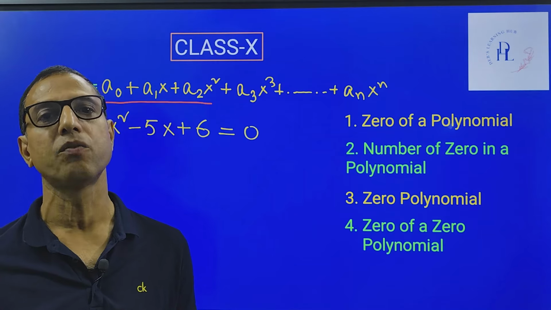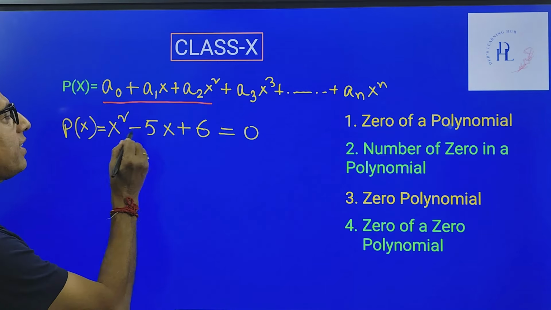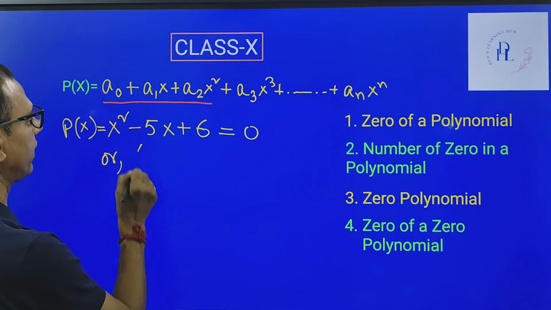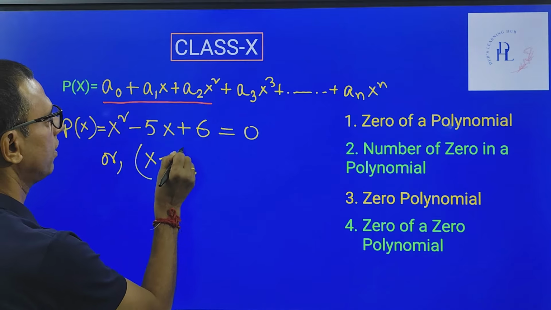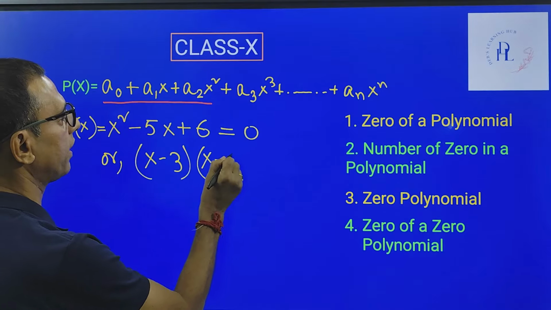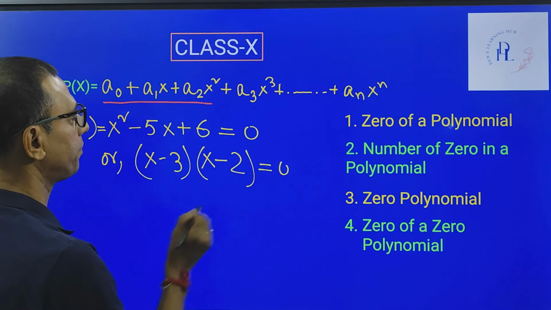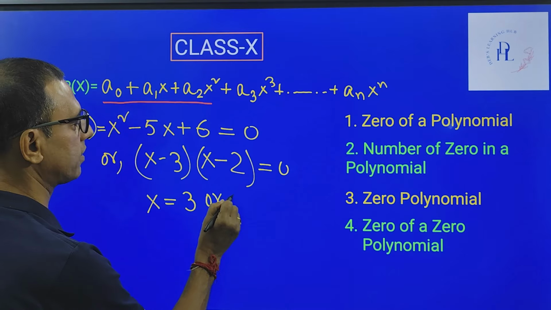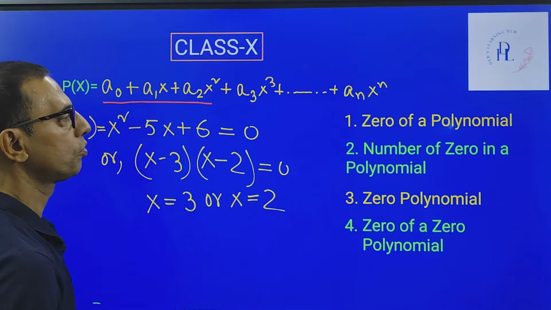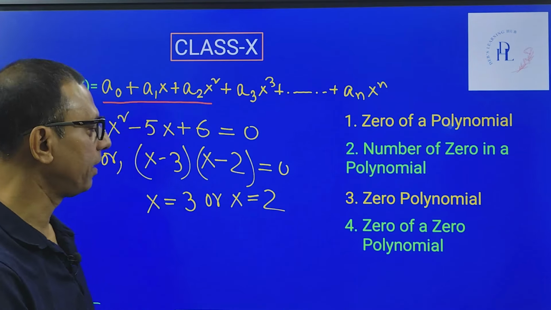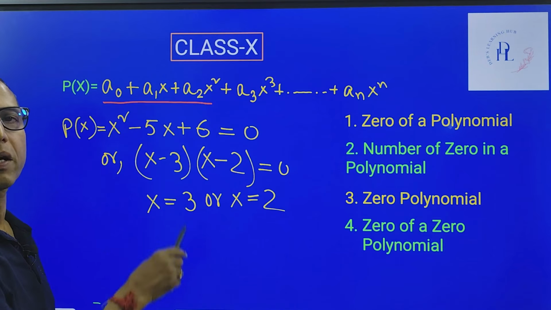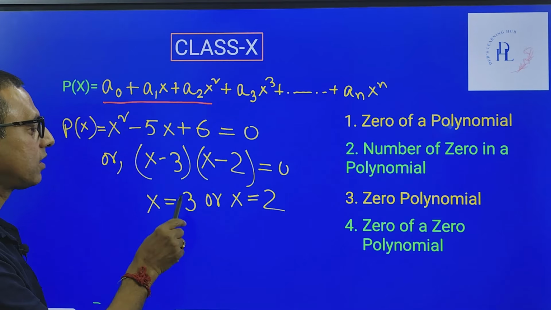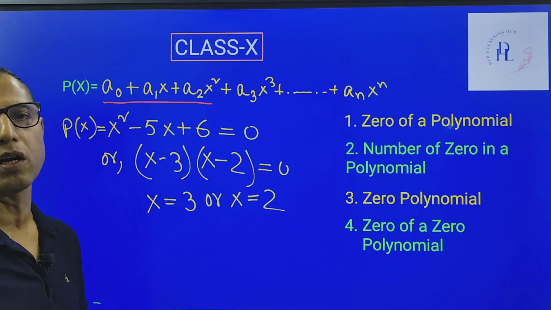One of the methods is factorization. So if I factorize this x² - 5x + 6 = 0, we can write it down like this: (x - 3)(x - 2) = 0. That means either x = 3 or x = 2. So zero of a polynomial means ये polynomial x² - 5x + 6, ये polynomial का value 0 होगा अगर x = 3 और x = 2 होगा.